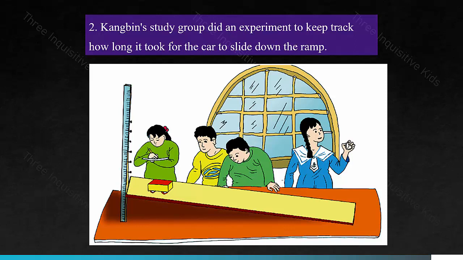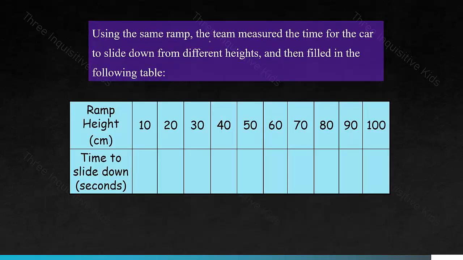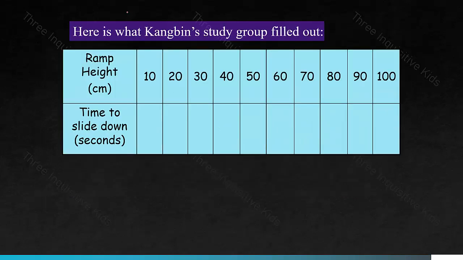A study group did an experiment to keep track of how long it took for a toy car to slide down a ramp. Using the same ramp, the team measured the time for the car to slide down from different heights, and then filled in this table. So here's what they ended up with. When the ramp's height was 10 centimeters tall, the time it took for the car to slide down was 4.23 seconds, and so on.